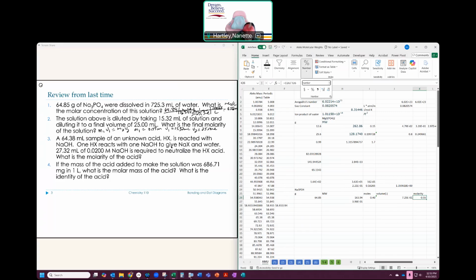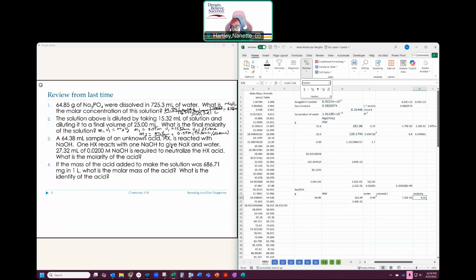So I can plug all of those lovely numbers in and solve for M2. So M2 is going to be equal to M1V1 divided by V2. And so I'm going to plug in M1, which is 0.55 molar. I'm going to multiply that by my V1, which is 15.32 milliliters, and then I'm going to divide that by 25 milliliters.